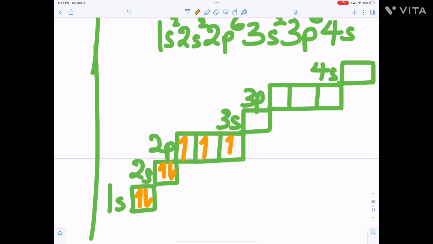2p, it should be 6, filled singly before pairing takes place. 3s2, 3p6: 1, 2, 3, 4, 5, 6. Then 4s1. You understand? That's how electrons occupy the shells, subshells, and orbitals in an atom of potassium.